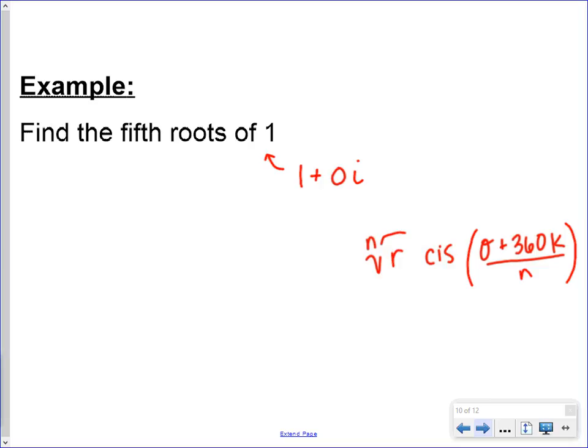If your angle is given in degrees or you're allowed to find your angle, you can choose to work with 360 instead of 2 pi. But if you're working with 2 pi, you need your angle to be in radians. Does that make sense? Okay.